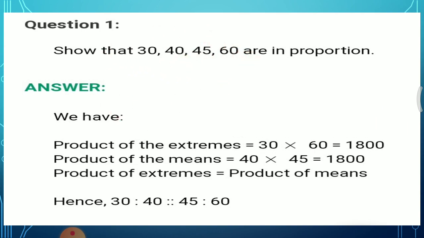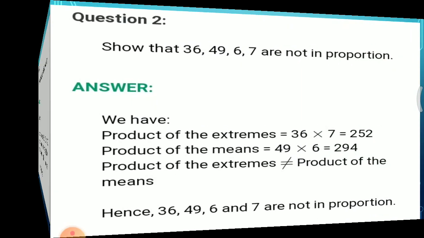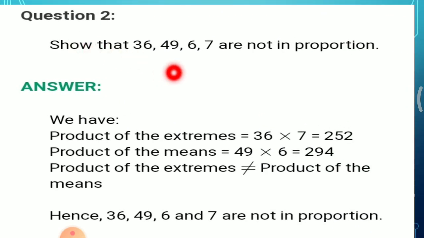Now question number 2: check whether 36, 49, 6 and 7 are in proportion. The product of extremes is 36 multiplied by 7, which is 252. And the product of means is 49 multiplied by 6, which is 294. So the product of extremes is not equal to the product of means, so it is not in proportion.